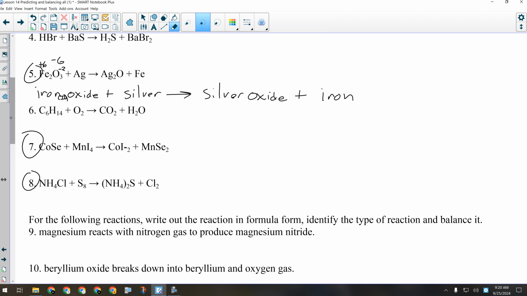Number 7. What kind of reaction is that? It's a double replacement. I don't know why, that's not supposed to be a negative there. That should just be CoI2. You can't have -2 iodine atoms, last time I checked. So we've got cobalt, and that would be 2 selenide.